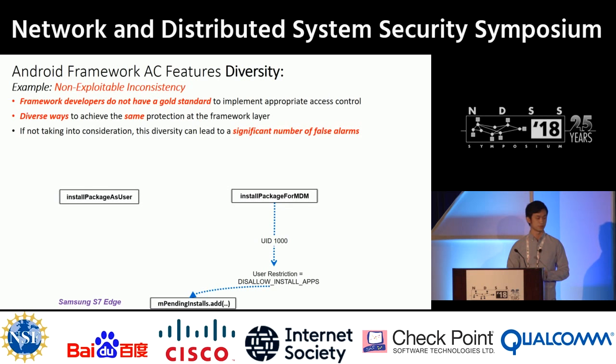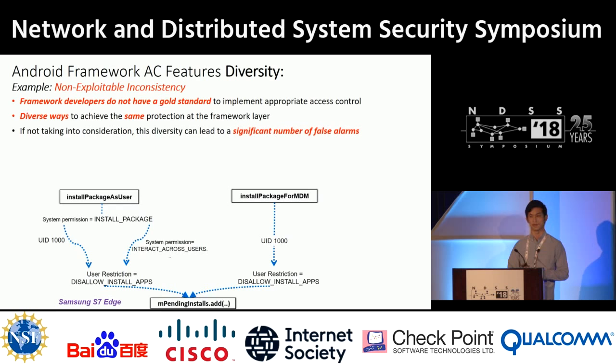And the install package as user first checks if it has the system permission INSTALL_PACKAGES, or it checks if it has the system permission INTERACT_ACROSS_USERS. And then it also checks the user restriction. So it might look like these two APIs are syntactically different, but actually, from the perspective of a third-party app, they are semantically equivalent. Because a third-party app cannot obtain UID 1000, and it cannot acquire any of the system permissions. Therefore, this inconsistency is actually not exploitable.